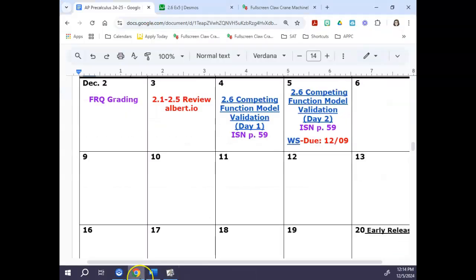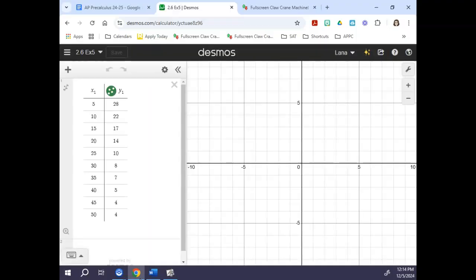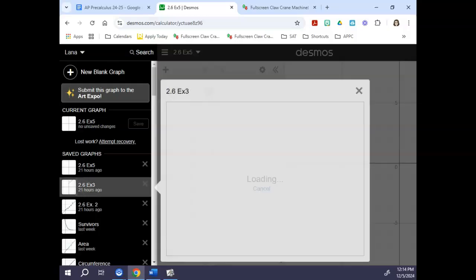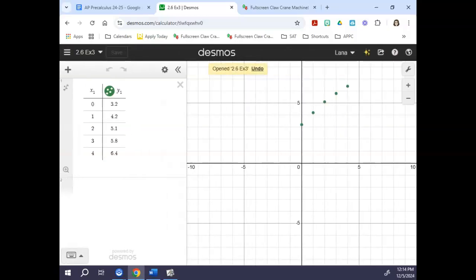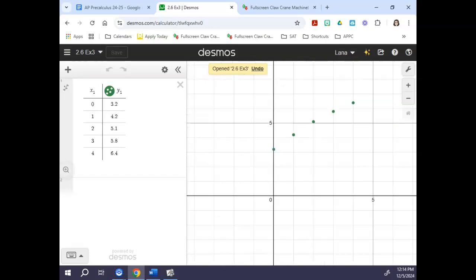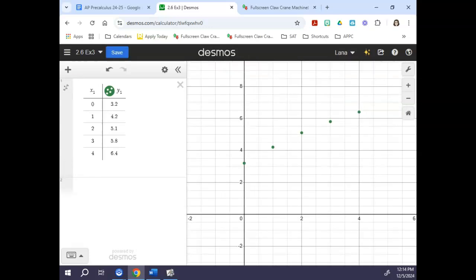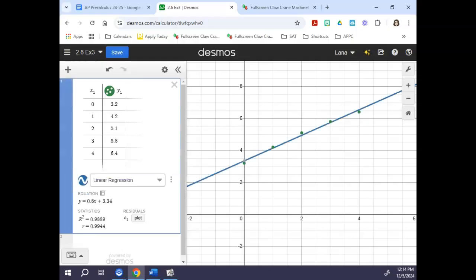So go ahead and go into Desmos. We're on example 3. Go ahead and find your regression. I got my stuff typed in, so I don't have to stand up here to try to type it in. Get your linear regression there. And I think that looks pretty decent to be linear, right?